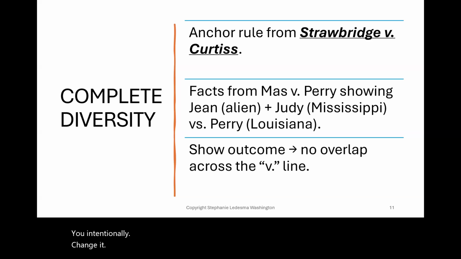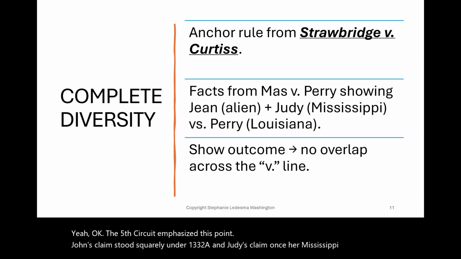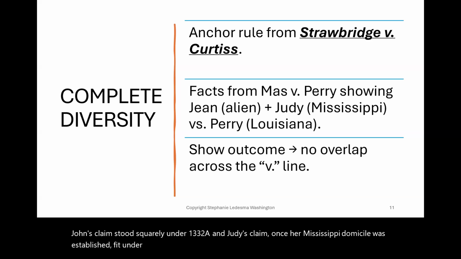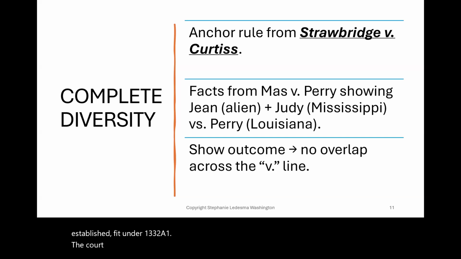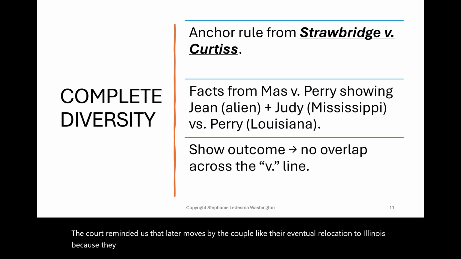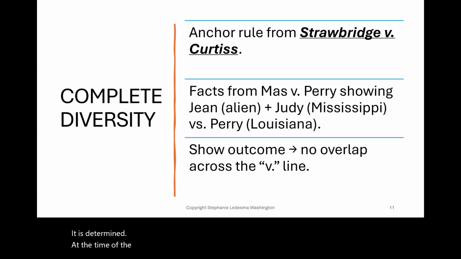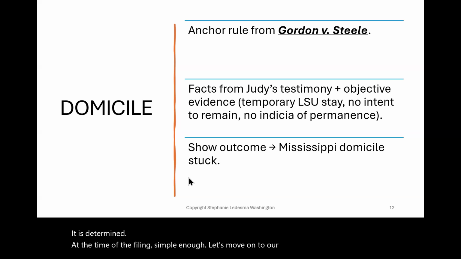Okay. The Fifth Circuit emphasized this point. Jean's claim stood squarely under 1332(a)(2), and Judy's claim, once her Mississippi domicile was established, fit under 1332(a)(1). The court reminded us that later moves by the couple, like their eventual relocation to Illinois, don't undermine jurisdiction because it is determined at the time of the filing. Simple enough. Let's move on to our second arm, domicile.